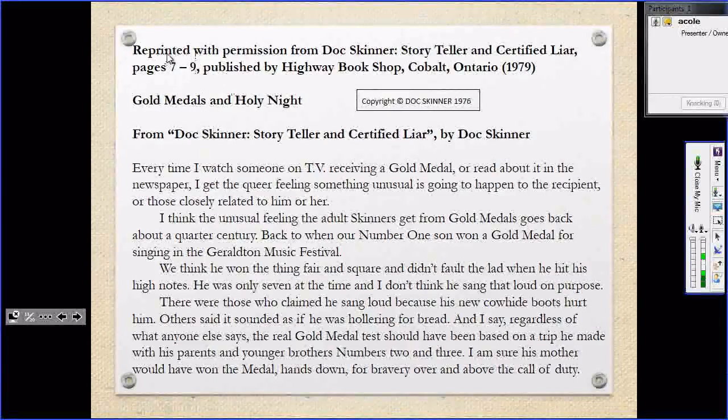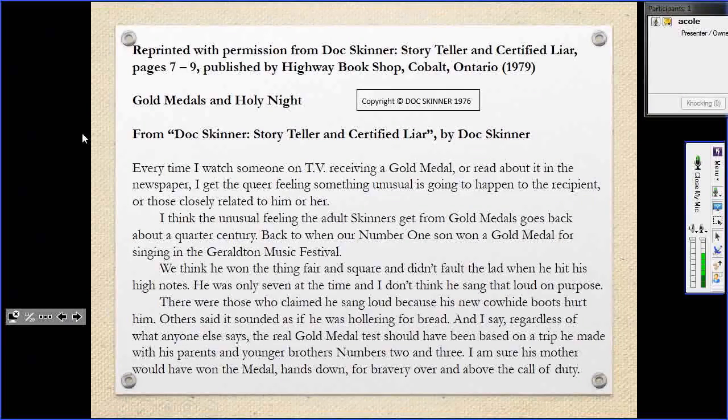So this story that I'm sharing with you has been reprinted with permission, and actually it should say Tim Skinner, but because Doc Skinner's no longer with us, I asked his oldest son for permission. The book is called Storyteller and Certified Liar, and the story is specifically from pages 7 to 9. The book was published by the Highway Bookshop in Cobalt, Ontario. That bookshop no longer exists, but anyway, it's a really old story. I think you'll enjoy it. The story again is called Gold Medals and Holy Night.